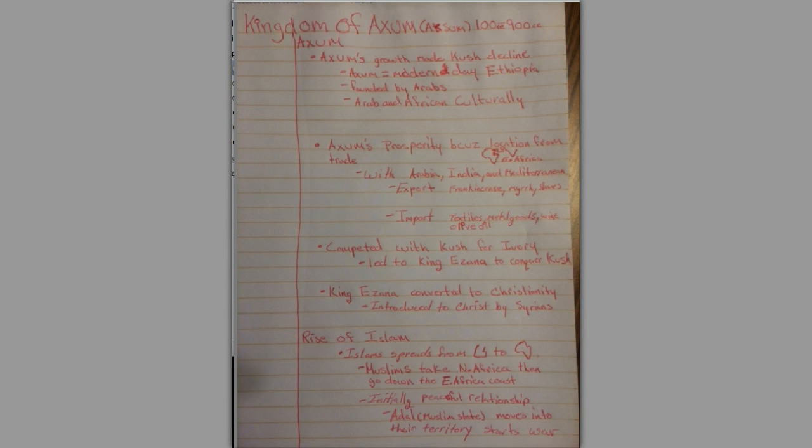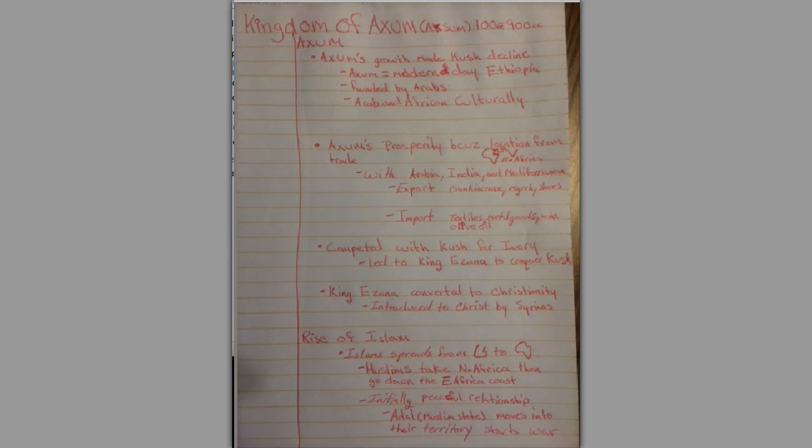Going back to the top of our paper where our subtitle of Axum is located, underneath it I have a bullet point of Axum's growth made Kush decline. Underneath that I have Axum equals modern day Ethiopia. Then I have it was founded by Arabs, and because of that, you end up with a mixture of Arab culture and African culture that makes up Axum's culture.